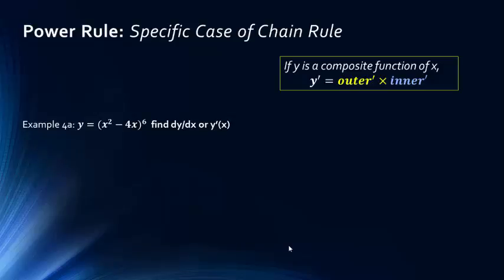Hit pause again and try to do it on your own. Okay? Again, do the outer and the inner. All right. So the outer, again, is pretty easy to see because we have parentheses. What's inside the parentheses is the inner. Hey, pretty easy. The outer, again, is simply a power rule. So we're going to pull the power down in front.